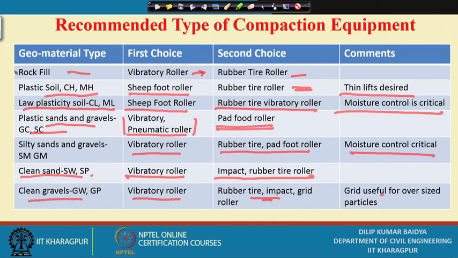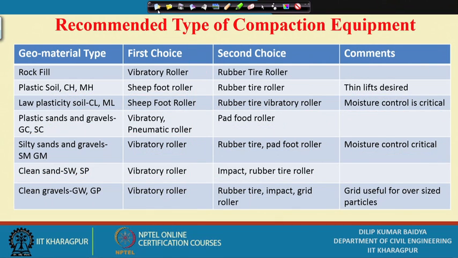So, these are the different types of soil we may have during construction, and then what is our choice? The first choice is this, and sometimes the second choice, with this type of equipment, can also be used if the other type of equipment is sometimes not available.